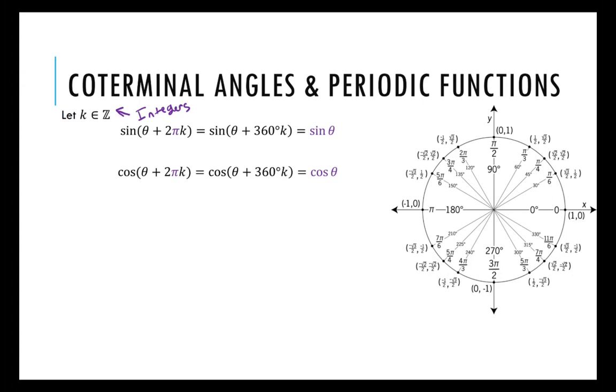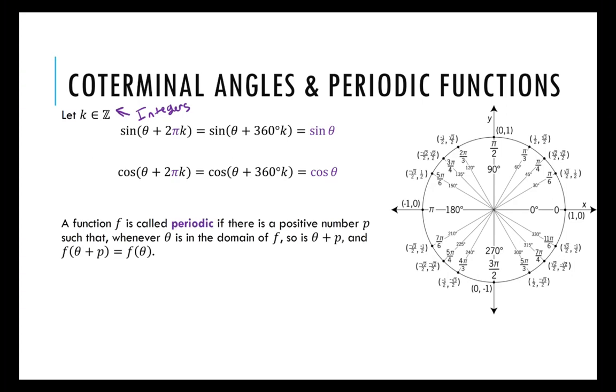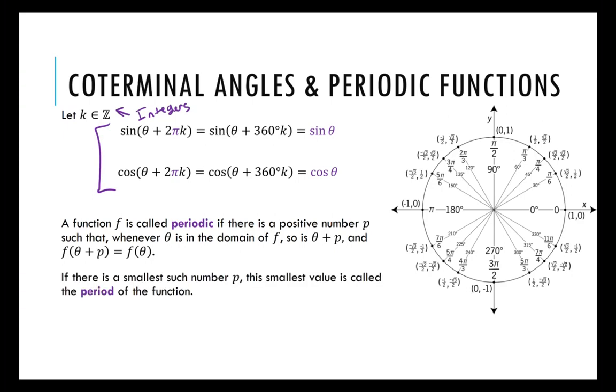But specifically, what does this do for us? Well, this creates what's called a periodic function. A function is called periodic if there is a positive number p such that whenever theta is in the domain of the function, so is theta plus p, and specifically f of theta plus p has to equal f of theta. Notice this is pretty much exactly what we've written here, and so trig functions create what are called periodic functions.